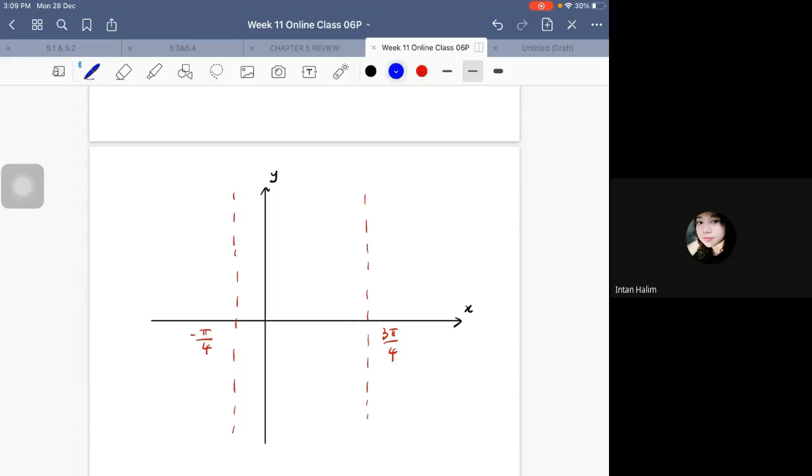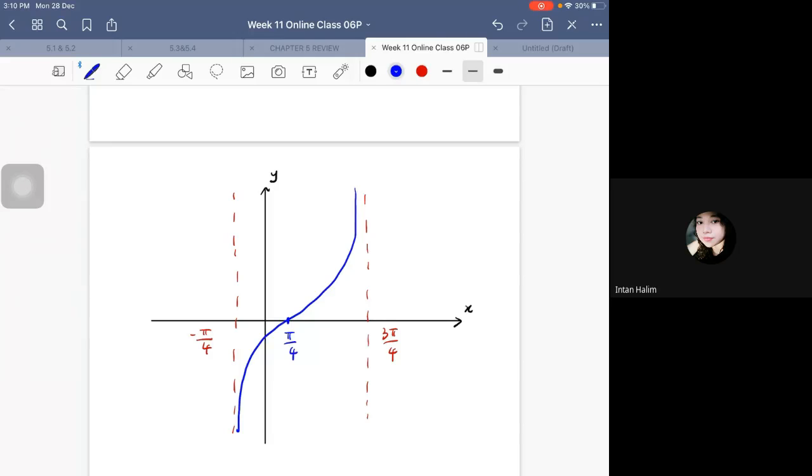Okay, where is the midpoint? The midpoint is going to be somewhere over here, with the value pi per 4. When drawing, we need to know where the midpoint is, because the graph will curve at the midpoint. So if I draw the graph, it is going to look like this. This is going to be our tangent graph.